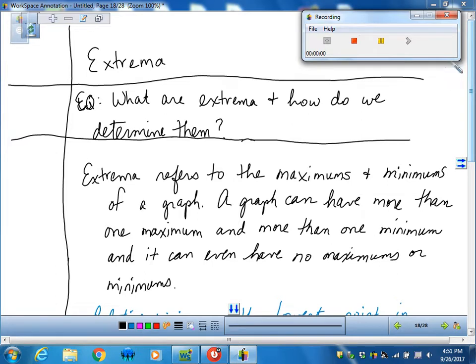Alright, welcome to this evening's notes. This one is about extrema. Our essential question is, what are extrema and how do we determine them?